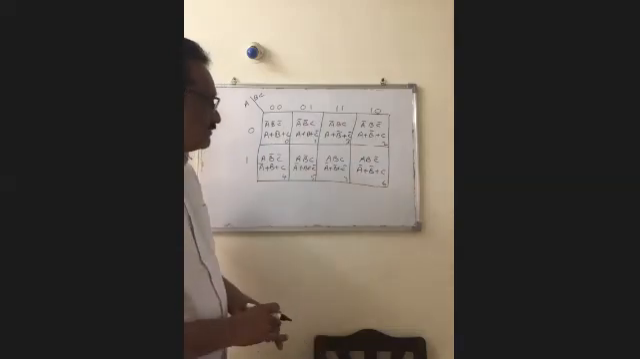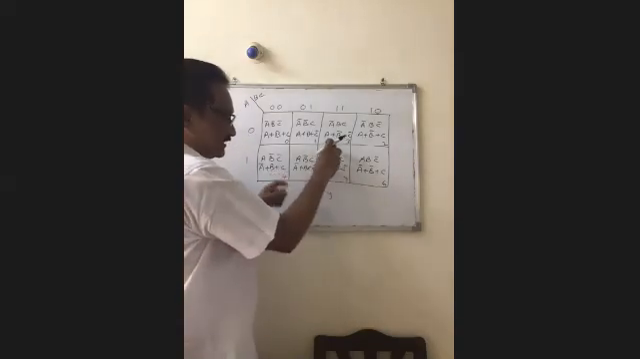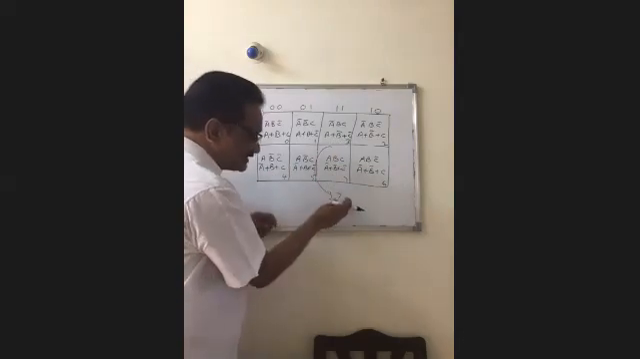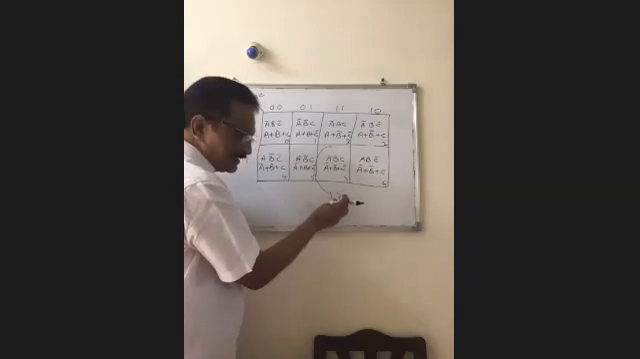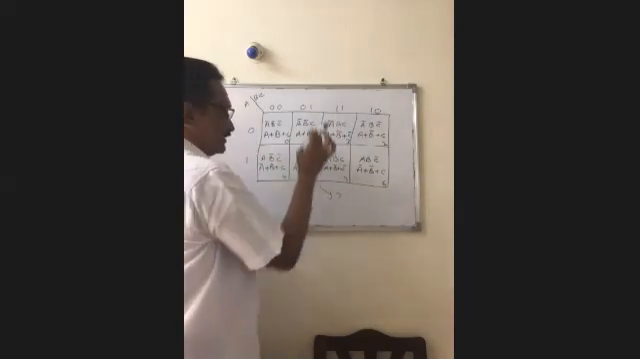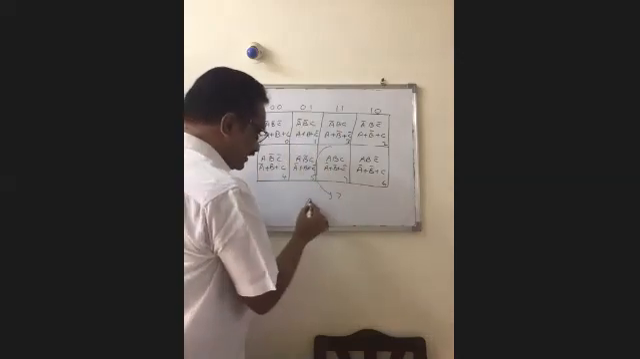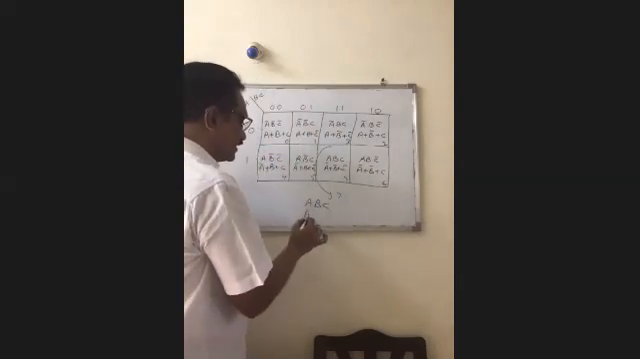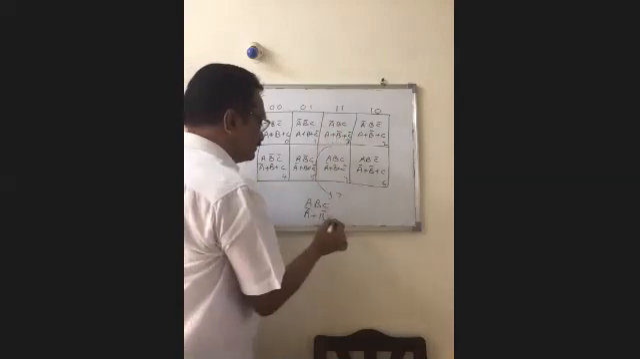For example, for this cell, the decimal equivalent is 7. What is the corresponding min term for 7? For inputs 1, 1, 1, the corresponding min term is A, B, C. What is the corresponding max term? 1 means A bar, 1 means B bar, 1 means C bar, joined by plus.